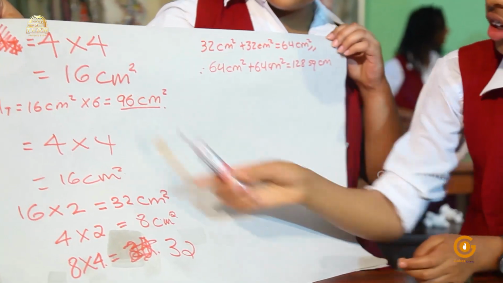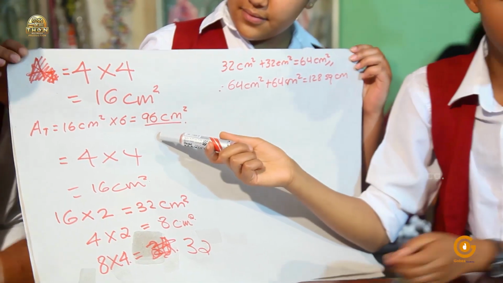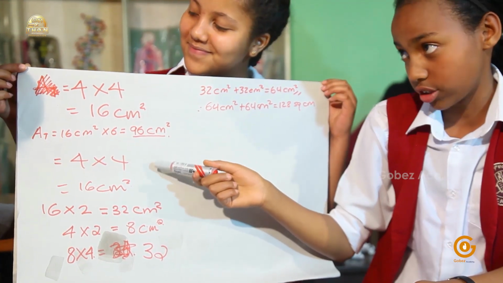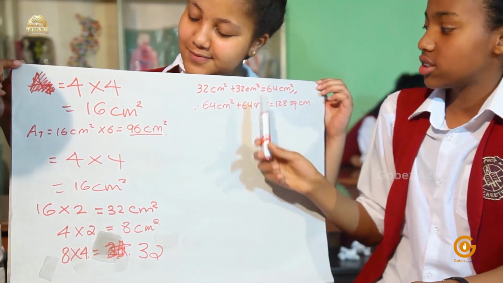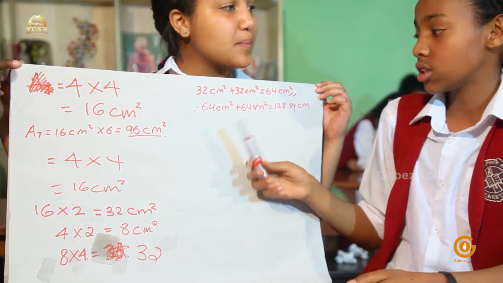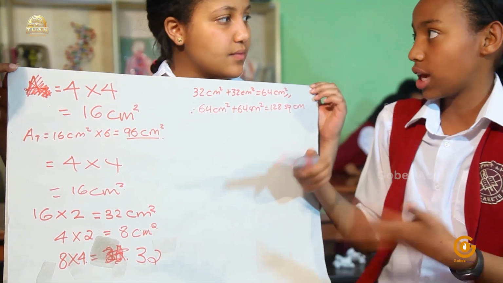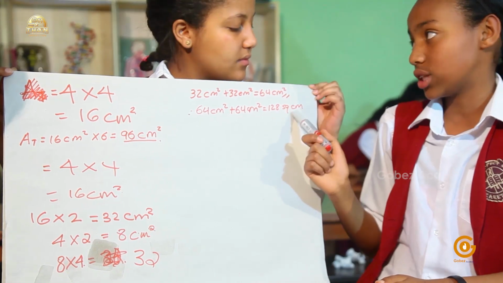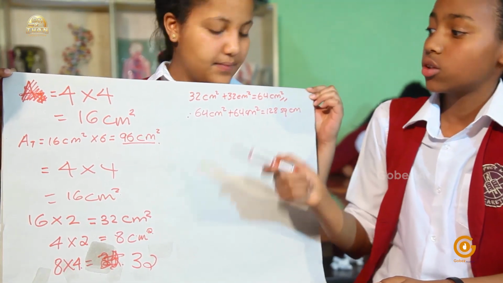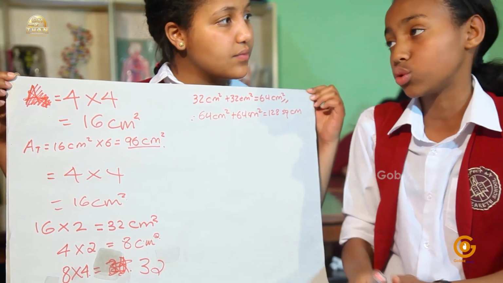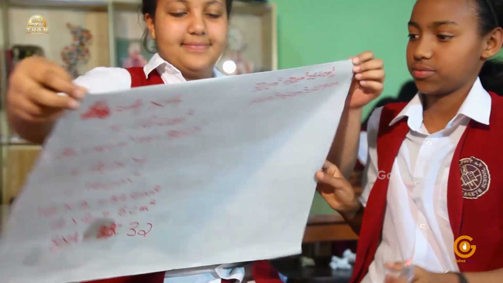So now let's compare the two calculations. As we can see here, this is the total surface area before we cut the cube, and it's 96 centimeters squared. But after we cut it, since there were two halves, one is 64 and the other is also 64, when we came up with the total, it became 128 square centimeters, which means that the total surface area increased as we cut it into two pieces. That's correct.